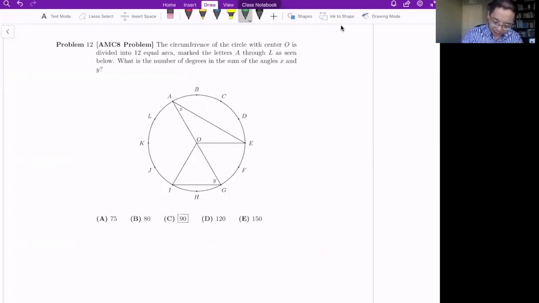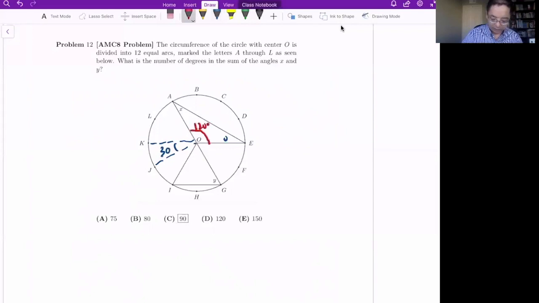Okay, because it's equally divided into 12 pieces, then we know, of course, that each section is 30 degrees. This is 30, this is 30, this is 30. So we get this one is 120, right? So let me erase that. Maybe let me put this. So each one is 30, and this is 4 pieces.